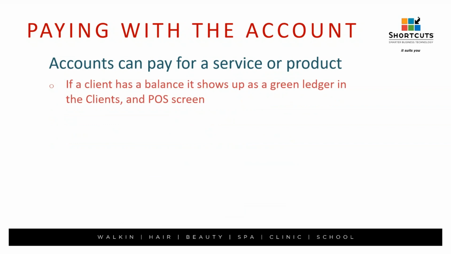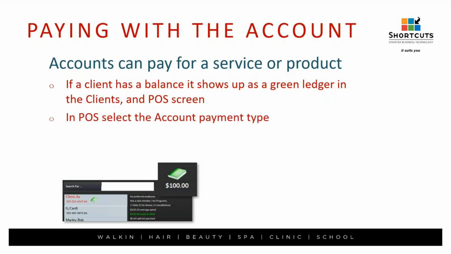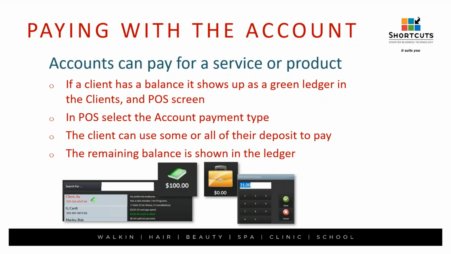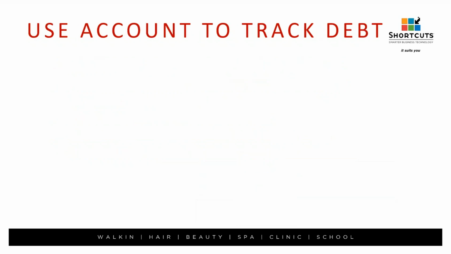When the customer returns and wants to pay with the money they've deposited, you would choose their customer, and in the point of sale screen, you're going to see a green ledger that shows how much they have that they can use. In this scenario, $100. The customer doesn't have to use all 100, they can just use part of it. So we would type in how much from their account they are using, and when we press end sale, any remaining balance is shown in the ledger.